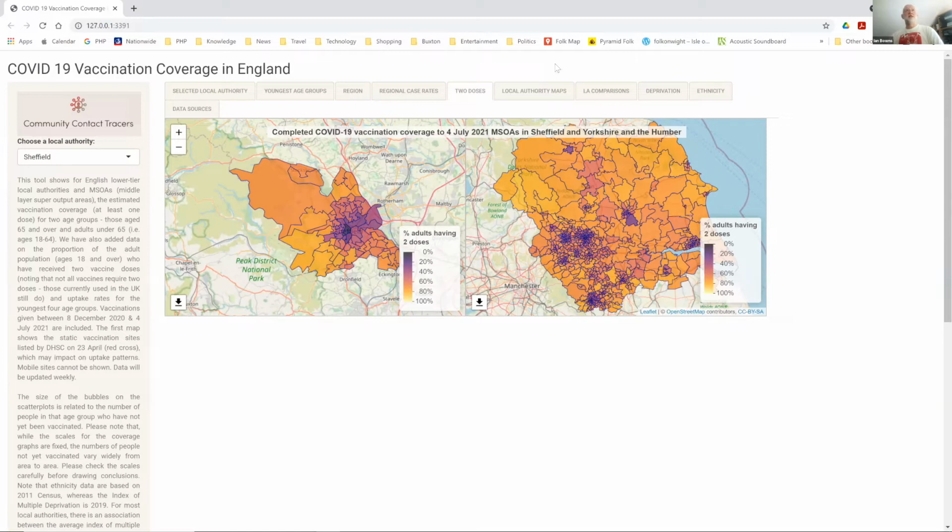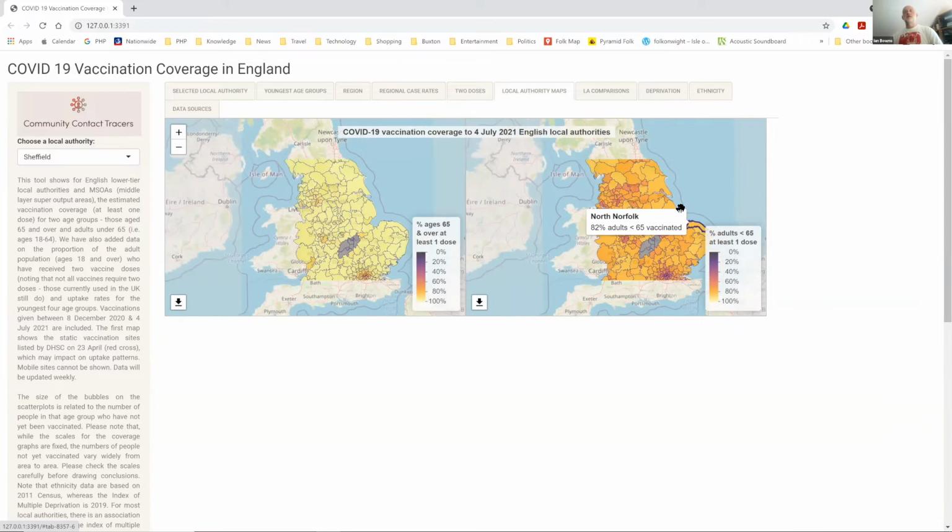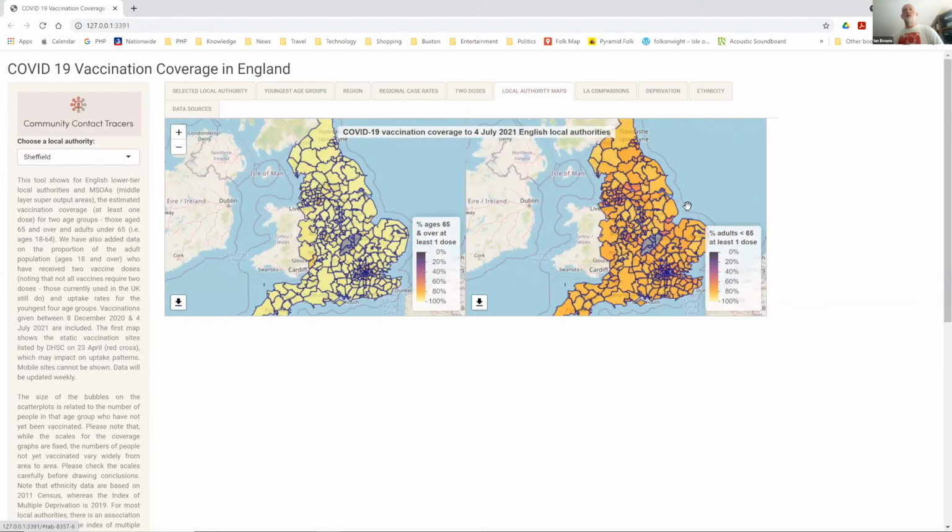Now, the next few pages are a departure from maps, and we've got some graphs to look at some of the statistics in a different way. But sorry, I forgot, I had one last map, which allows you to look for the over 65s and the under 65s at how Sheffield compares with all local authorities. So there's Sheffield for the over 65s. It's got 90% uptake for the over 65s and 70% first doses for the under 65s.